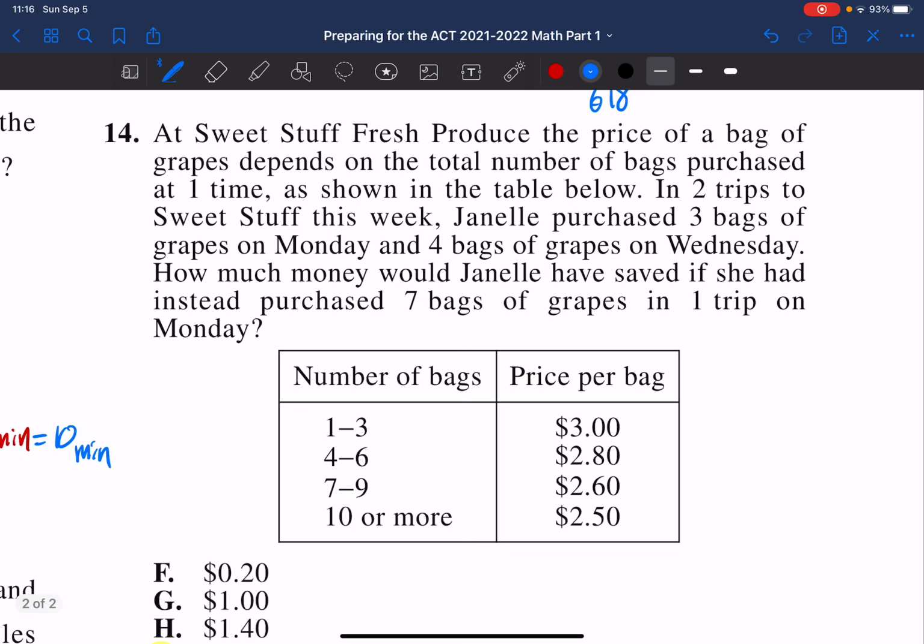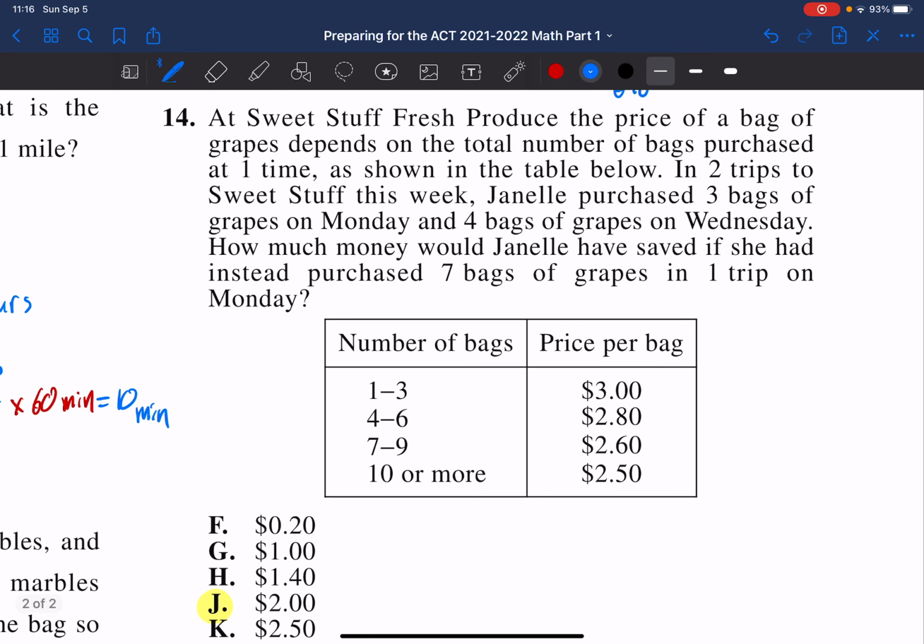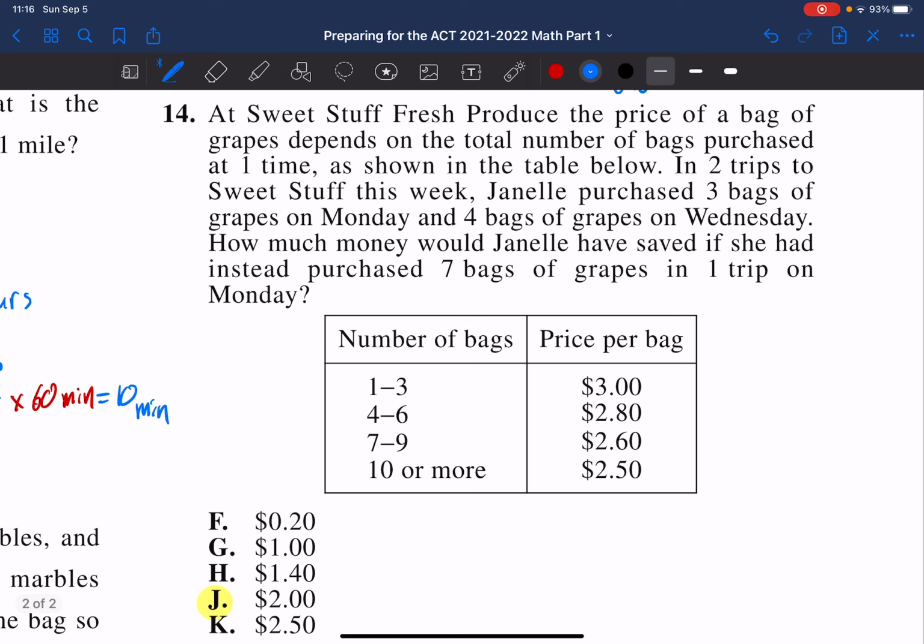Number 14. So we have this produce store. They have a price of a bag of grapes. It depends on the number of bags purchased. So if you buy 1 to 3 bags, it's $3 a bag. 4 to 6, it's $2.80. 7 to 9, it's $2.60. And 10 or more, it's $2.50. So in 2 trips, Janelle purchased 3 bags on Monday and 4 bags on Wednesday. How much would Janelle have saved if she instead purchased 7 bags of grapes in 1 trip?